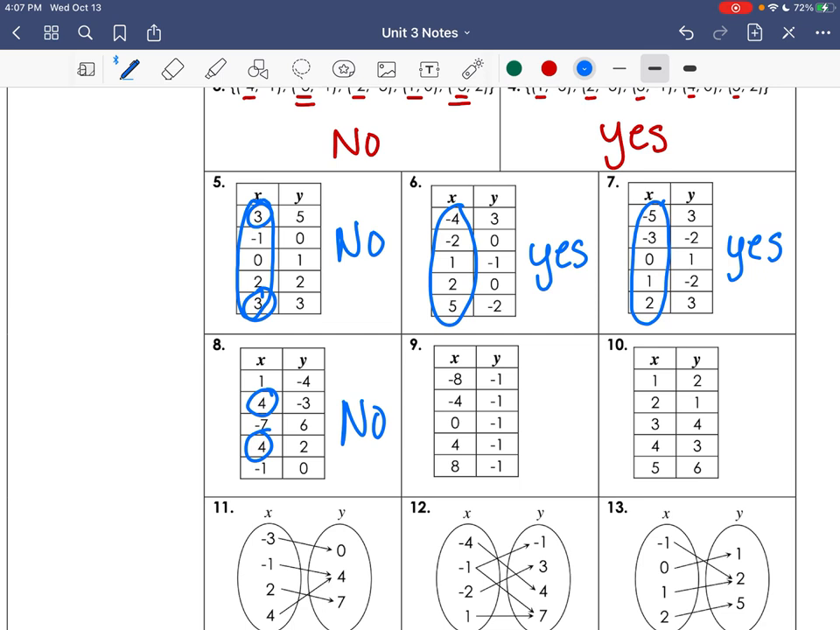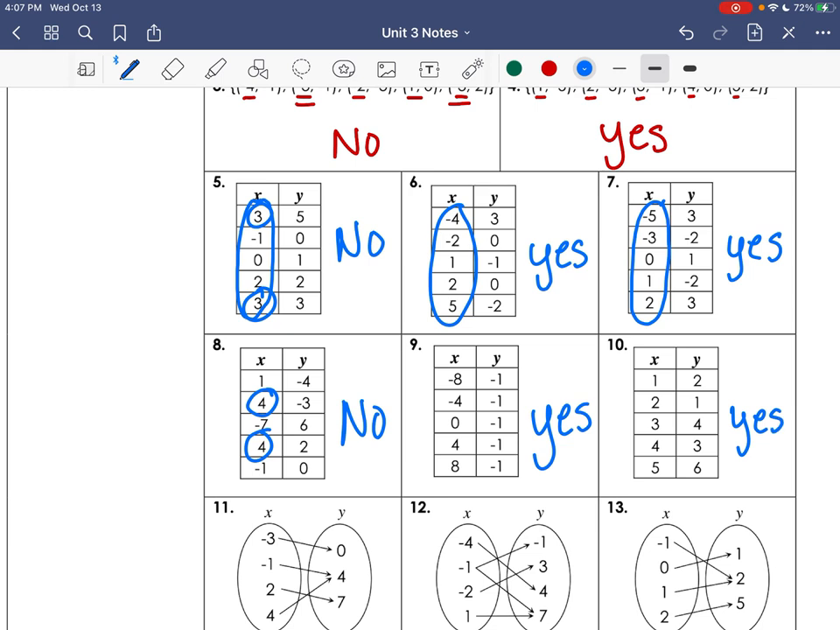Over here, now this one, people are like, ooh, I don't like this because all of the y's are the same. I don't care about y. I don't even look at y. Y is not my concern. But all of these x's are different. We've got -8, -4, 0, 4, and 8. All of them are different. So we're good to go. That's a function. And then the last one, of course, they're all different. We've got 1, 2, 3, 4, 5. So that's a function as well.